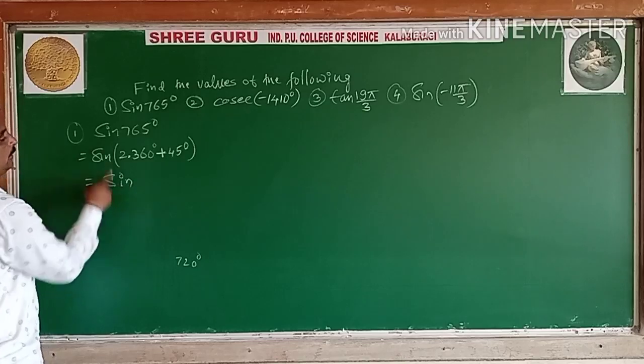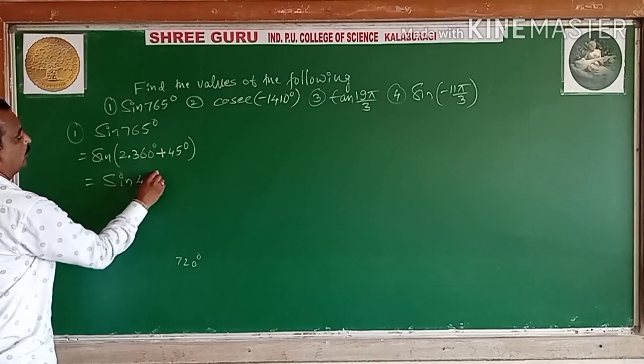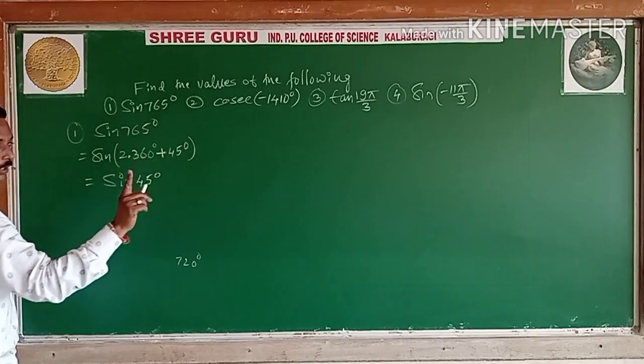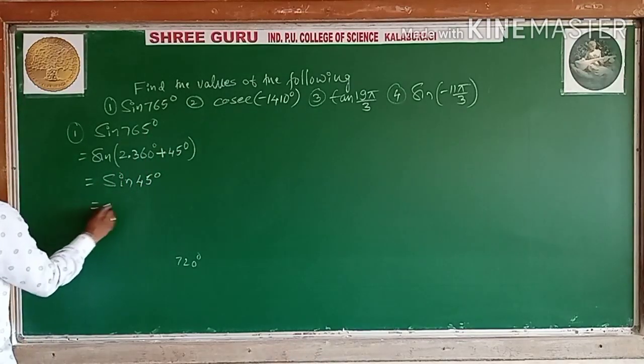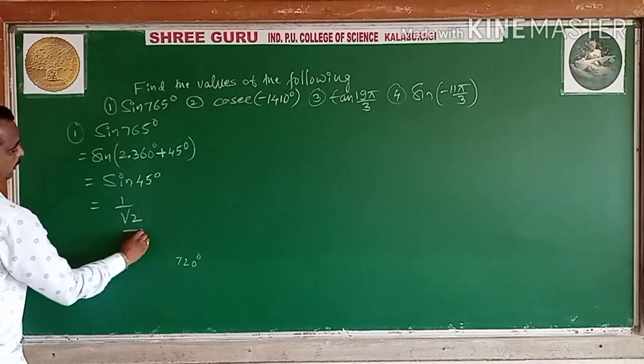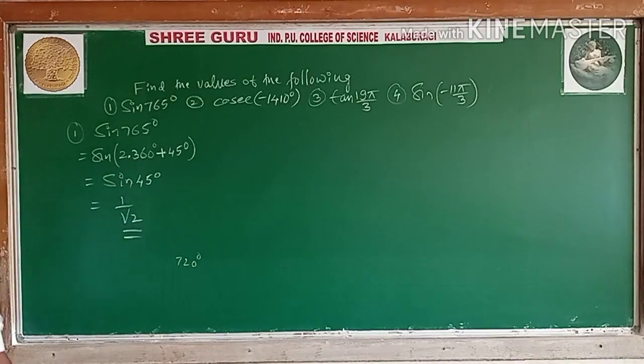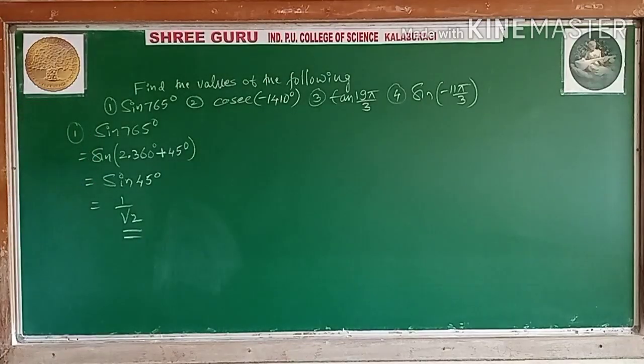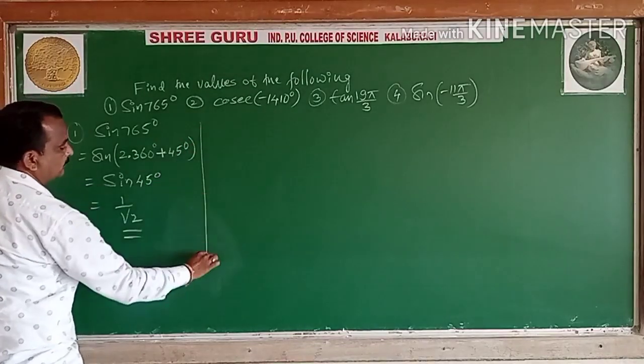sine only it is. What is the angle here? Acute angle 45 degree, sine 45 degree. Which quadrant? 360 plus, first quadrant. In the first quadrant positive it is. What is the value of sine 45 degree? 1 by root 2. So this is the value of sine of 765 degree. Like that you have to calculate the values. Not only this 765 degree, you may calculate any angle. Let us see the second one, student.